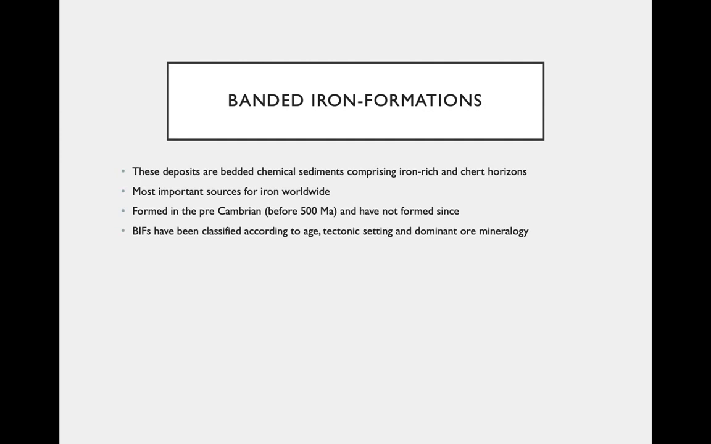And these are the most important sources of iron worldwide, and like I said, they predominantly formed in the Precambrian. Most have formed before the Great Oxidation Event because we can maintain fairly reduced iron at the surface. And then we have a process that needs to oxidize that to precipitate it out of water.